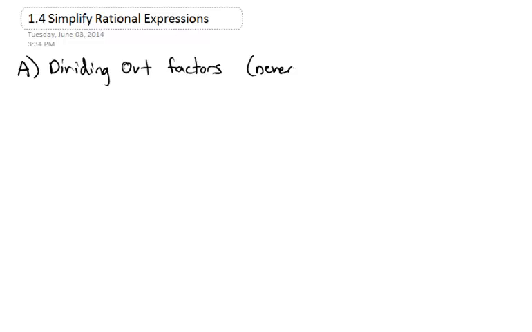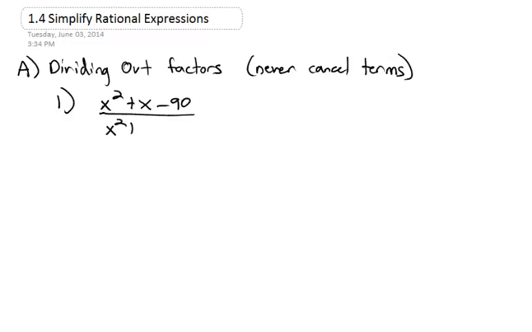We will never cancel terms, things that are added together. If things are added together, we cannot reduce the fractions. We can only divide things that are multiplied together. So if we have something like x squared plus x minus 90 over x squared plus 13x plus 30, multiplied by x squared minus 9 over x squared minus 81, we cannot do any reducing because of all that adding and subtracting in there until we first factor everything.